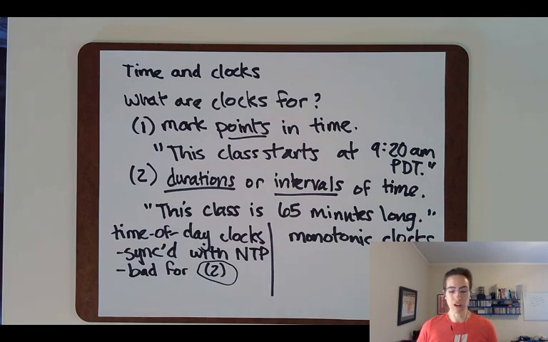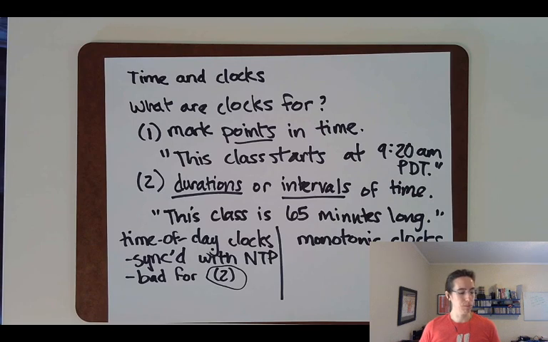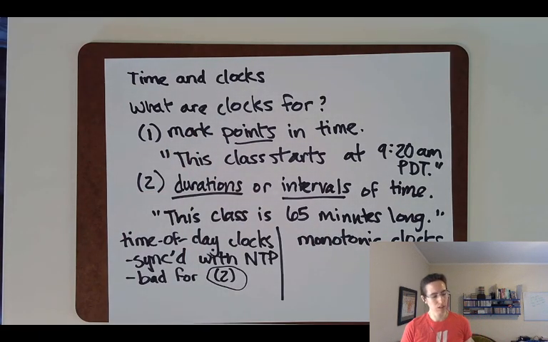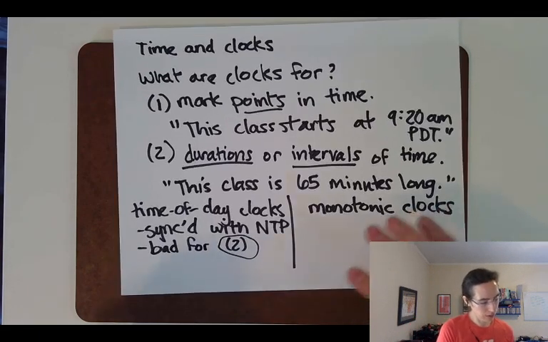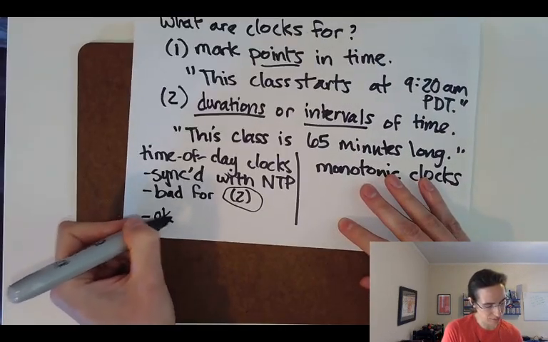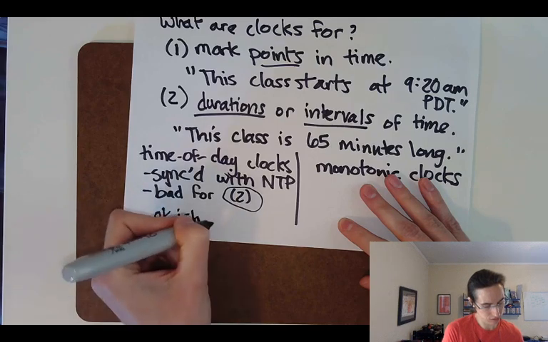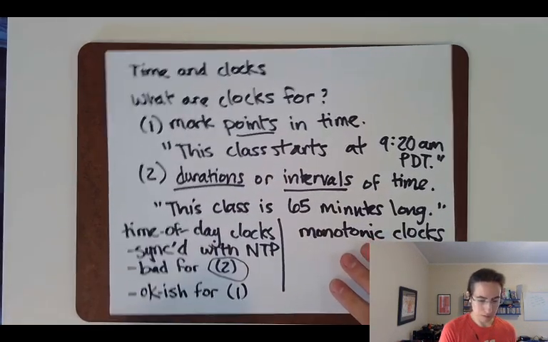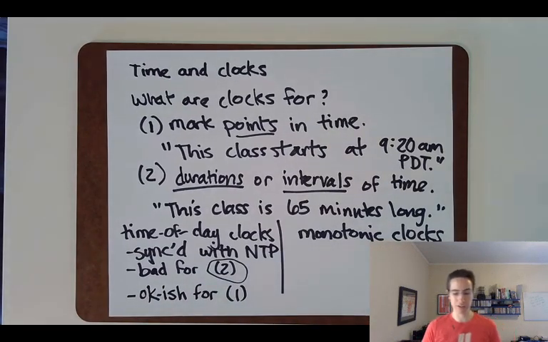Time of day clocks are not what you want to use for implementing timeouts. They're not what you want to use for implementing something that has to measure a duration or an interval of time. What about timestamping particular events? Well, time of day clocks are okay-ish for that, but only okay and not great.